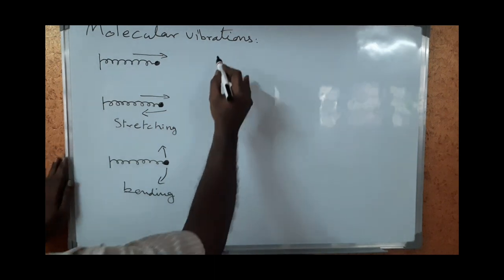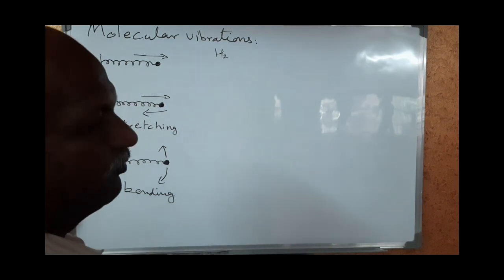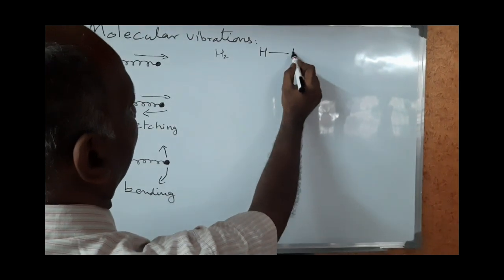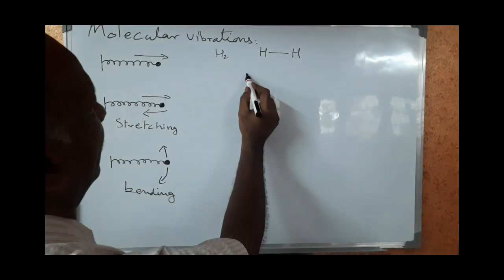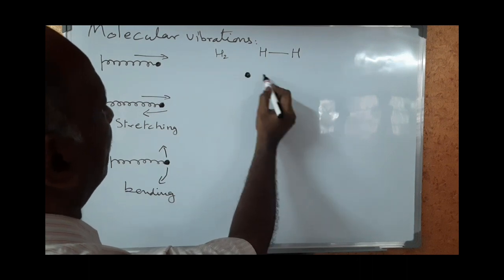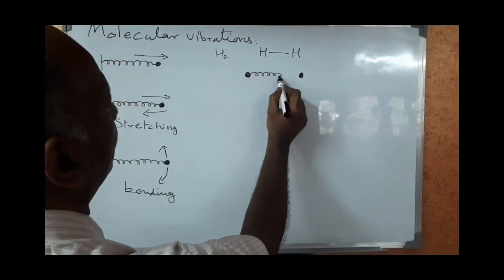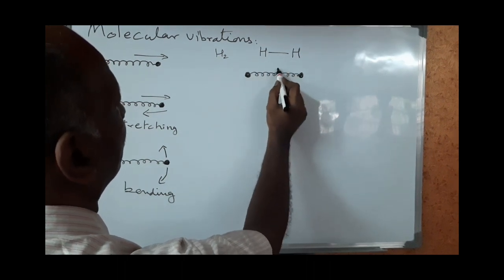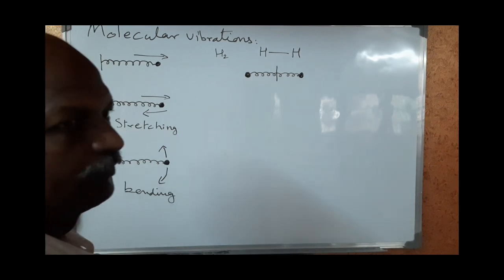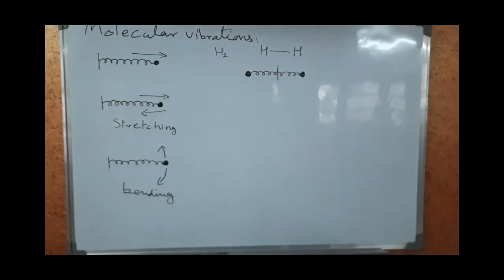Let us consider a hydrogen molecule. We have a hydrogen atom connected with another hydrogen atom. There is only one sigma bond between the two hydrogen atoms. So the chemical bonds are just like spring-like structures. If these are your hydrogen atoms, imagine that they are connected by a spring. This is the center point, just like your fixed support.